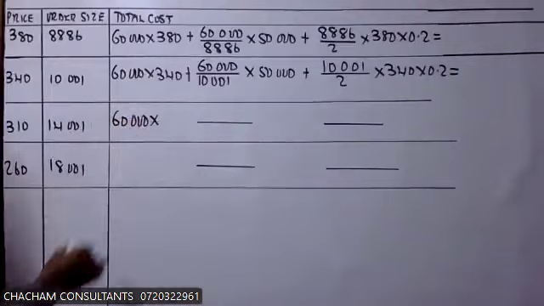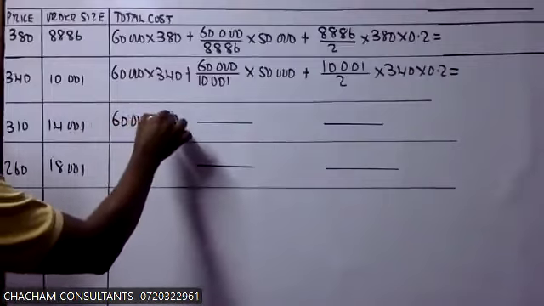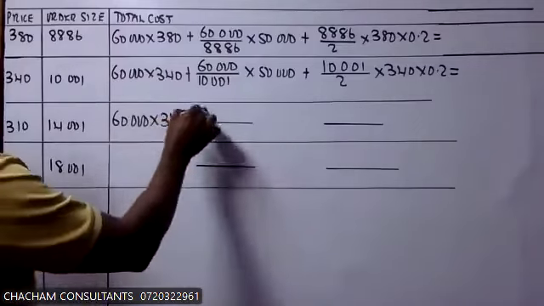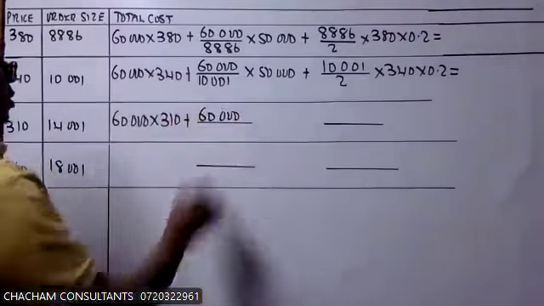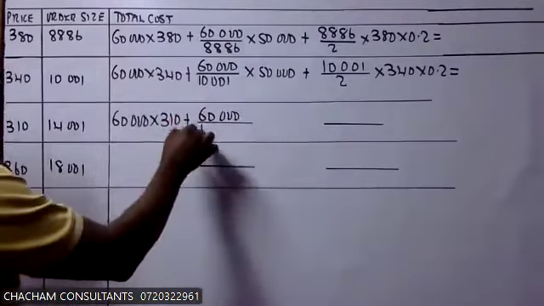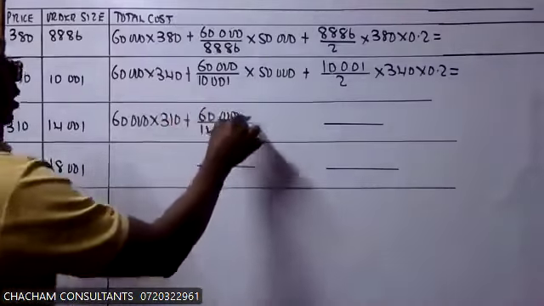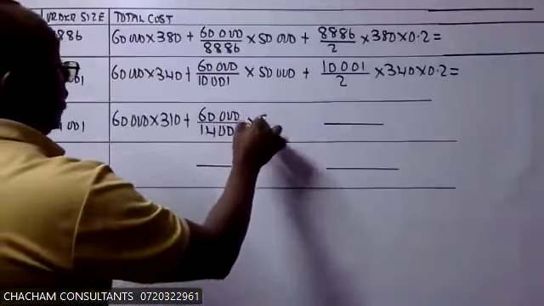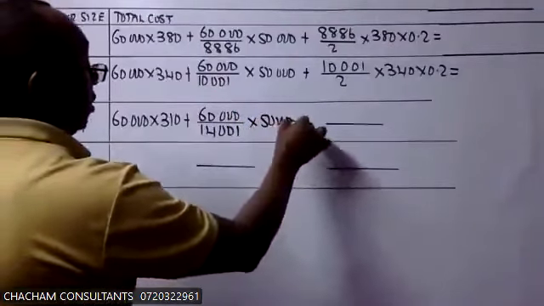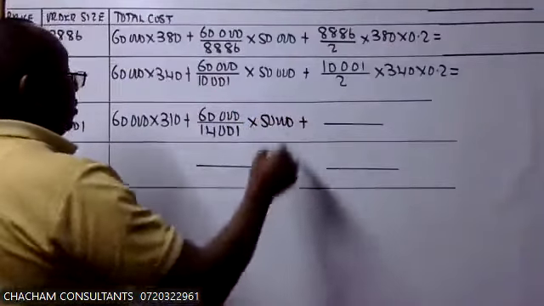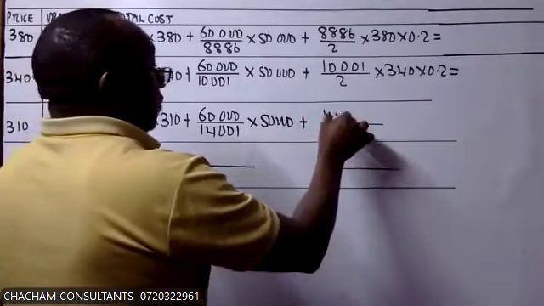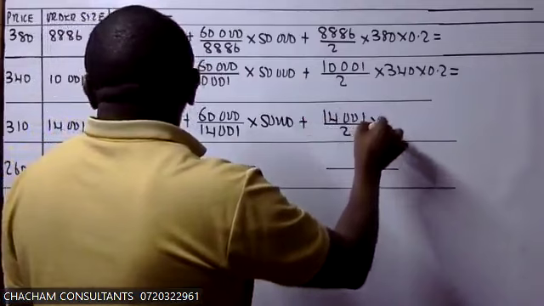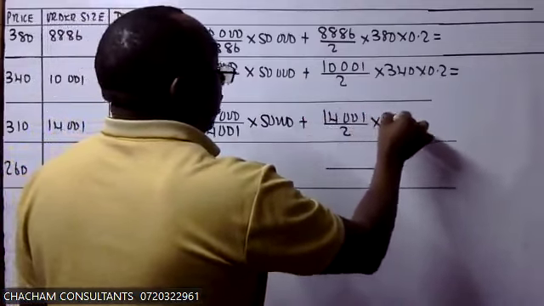60,000 times 310 plus 60,000 divided by 14,001 times 50,000 plus 14,001 divided by 2 times 310.